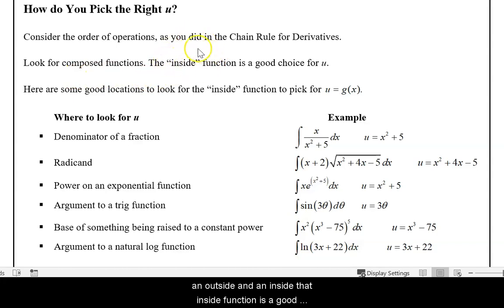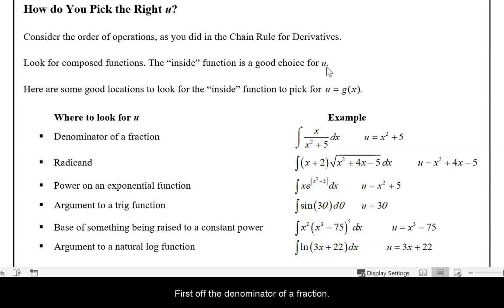That inside function is a good choice for U, but again, it's not always that obvious, and sometimes that's not actually the best choice for U. Sometimes it is the right choice, but unfortunately, you have 2 or 3 choices for what is, quote, the inside function. So which one do you pick? Here are some good locations to look for the inside function to pick for U equal g of x.